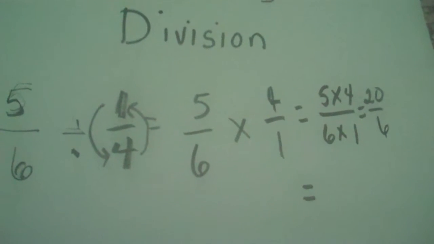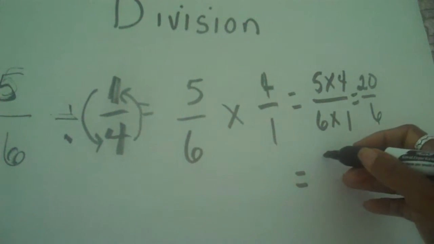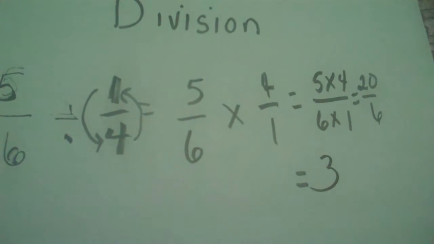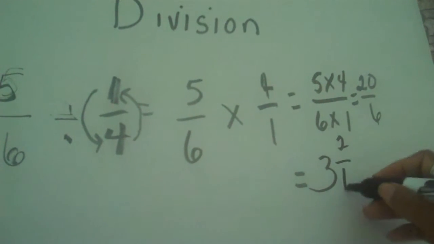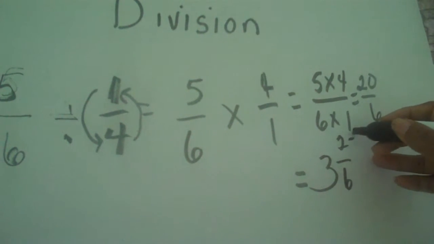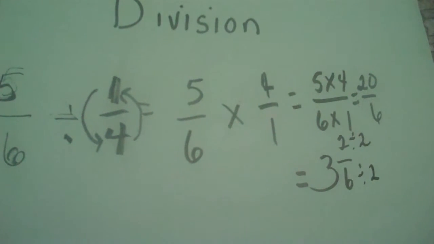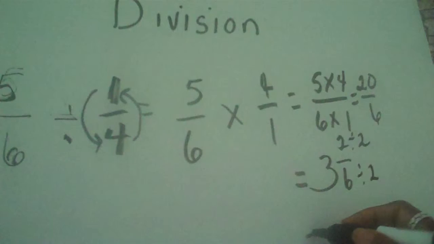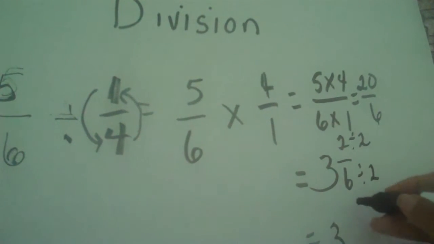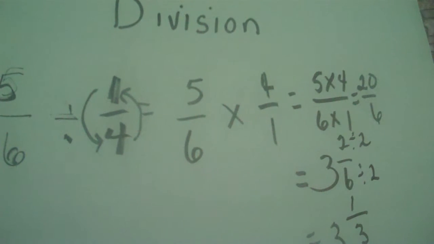And to reduce an improper fraction, you divide the denominator into the numerator. So we will divide 6 into 20. It goes 3 times. 3 times 6 is 18, so we have 2 left over. And the 2 goes over the 6. 2/6 can be reduced because 2 and 6 can both be divided by 2. So we do that. 2 divided by 2 is 1. 6 divided by 2 is 3. So our answer is 3 1/3.